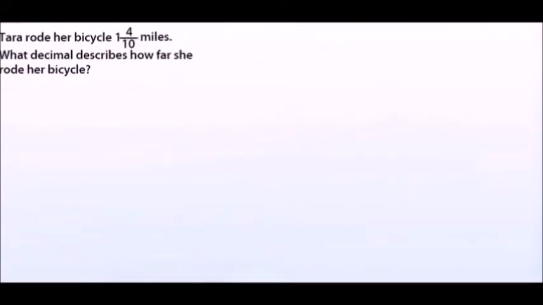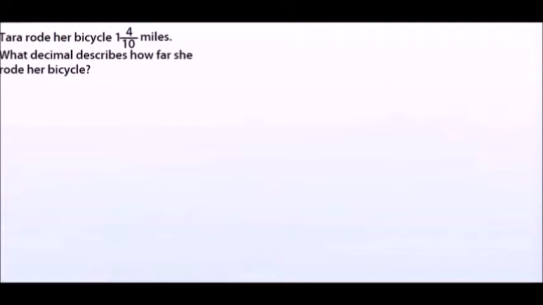Tara rode her bicycle 1 4/10 miles. What decimal describes how far she rode her bicycle? 1 4/10 is a mixed number. It means 1 whole mile and 4/10. Let's see how mixed numbers are represented as decimals.